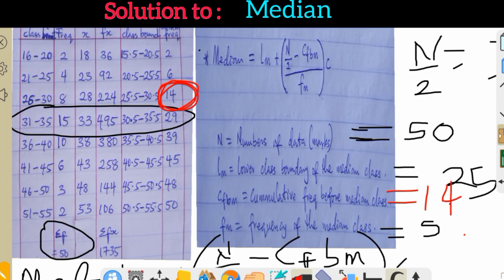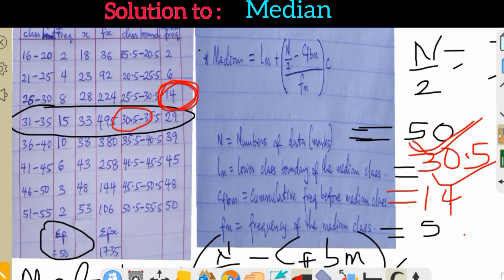So we have our n as 50. We have our lower class boundary of the median class. I'm sorry, I have made a mistake earlier on. Let me wipe it again. The lower class boundary of the median class is not 25. I made a mistake of checking on that point. So thank God we have realized it now. The lower class boundary of the median class is 30.5. So let's check them again. The n is 50. The lower class boundary of the median class is 30.5.